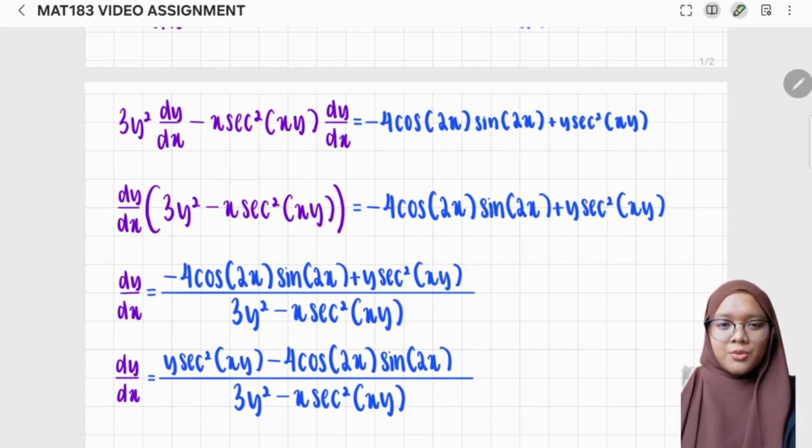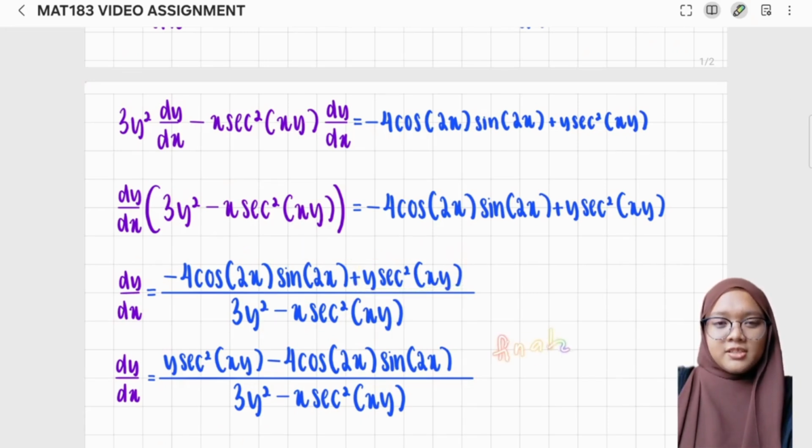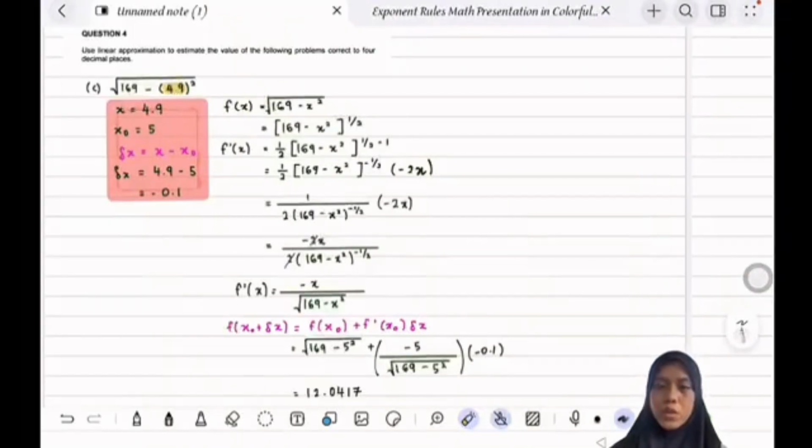For a better answer, we rearrange the equation by leading with the positive term, which is y secant squared of xy. The final result is dy/dx equals y secant squared of xy minus 4 cosine 2x sine 2x, divided by 3y squared minus x secant squared of xy. Example of question 4 about linear approximation.